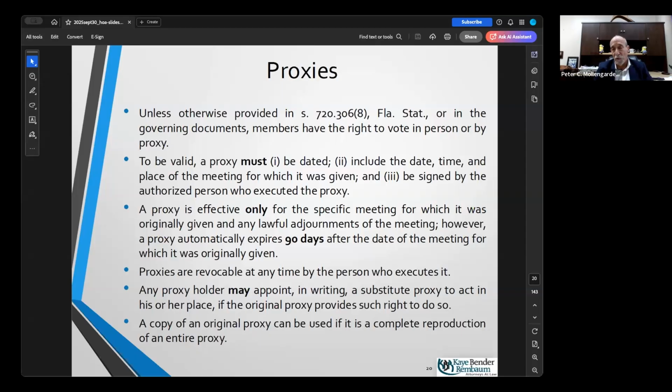So you can go out and solicit and get more proxies to try to adopt or pass whatever it is, an amendment or something else that you're trying to pass, because you had that 90-day window to continue your meeting to try to get more votes. Now, proxies are also revocable at any time by the person who executes it. So the lot owner who grants the proxy can revoke it whenever they want. Any proxy holder may appoint in writing a substitute proxy to act in his or her place if the original proxy provides such right to do so. So the right of substitution is, let's say that I gave a proxy to Jeff, okay?